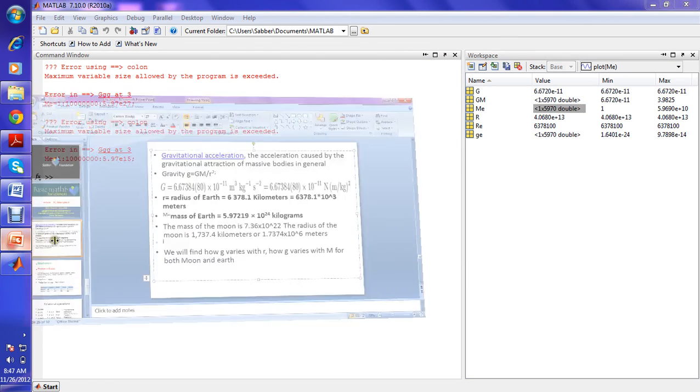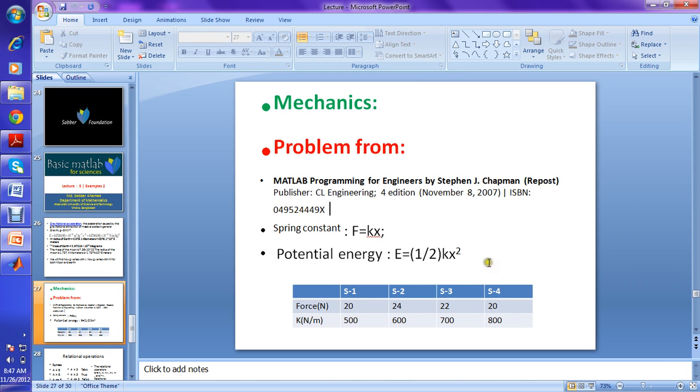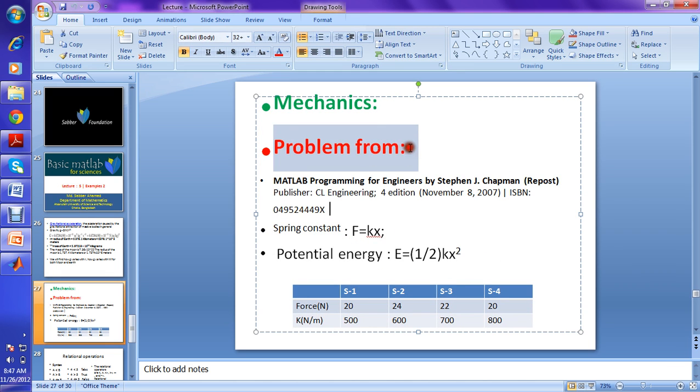It is the spring constant. So you have completed this example, and we are going to the next problem, which I got from the book Matlab Programming for Engineers by Stephen J. Chapman. We know the spring force F equals kx, where k is the spring constant and x is the displacement that happens due to the applied force F. The constant k depends upon the type of material.